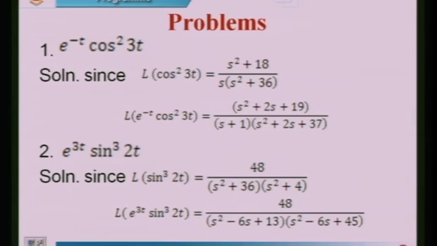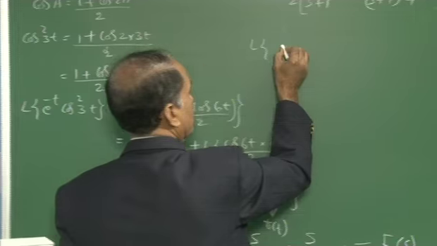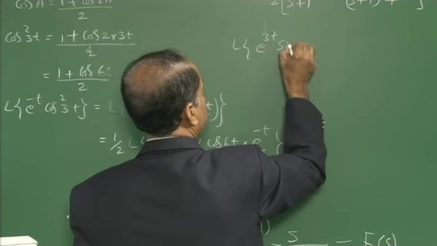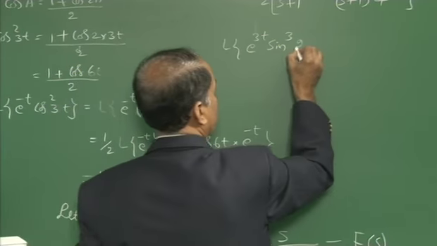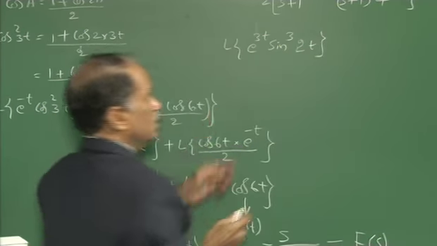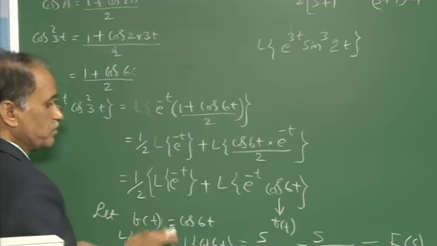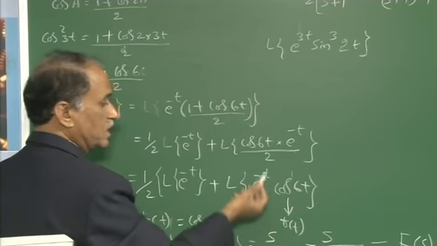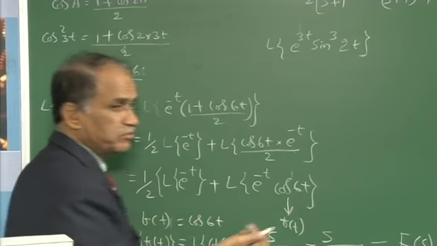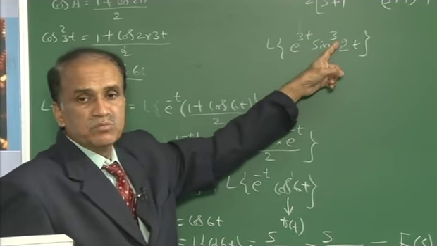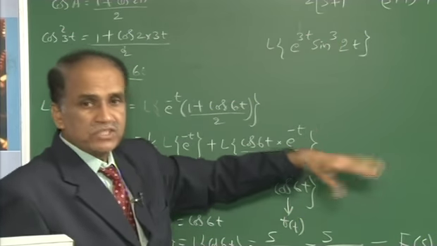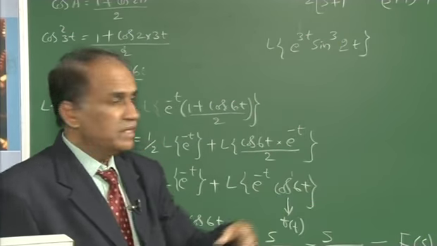L of e to the power 3t and sine cube 2t. In this problem, the Laplace transform of cos to the power first degree we have, and similarly the Laplace transform of sine to the power first degree we have the formula, but here the degree is 3, it is more than 1. Therefore you have to reduce it to 1 and then apply the Laplace transform.